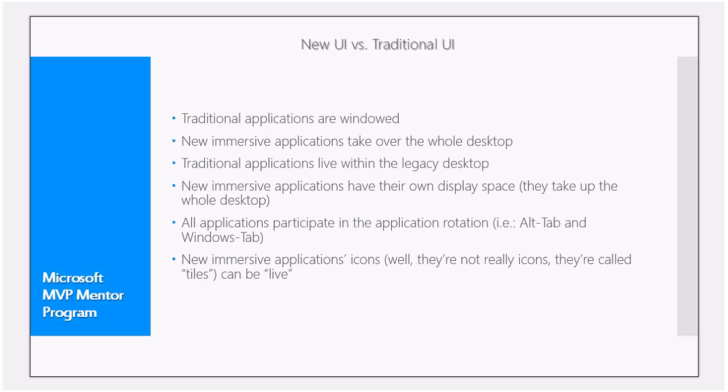Cool. So back to the change of paradigm. Why the new UI versus the traditional UI? What are the main differences? Well, first of all, the traditional ones are windowed. You have your title bar, your maximize and minimize buttons, and the new ones didn't have it until Windows 8.1 Update 1, which I'm going to show you later. And the traditional applications usually live and exist within the legacy desktop, but the new immersive applications have their own display space. They take over the whole desktop.